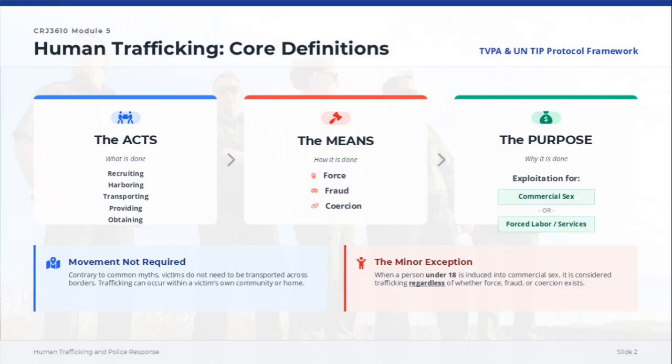The 2025 Trafficking in Persons report emphasizes that trafficking is about exploitation and control, not transportation. Officers must focus on recruitment, harboring, and coercive tactics rather than stereotypes of kidnapping. Correct classification is critical because misidentification can lead to victims being treated as offenders. Understanding these legal definitions helps law enforcement recognize hidden cases and ensures appropriate victim-centered responses from the first point of contact.